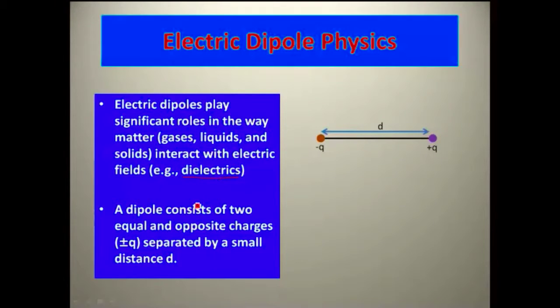So what is a dipole? Well, it consists of two equal and opposite charges. So over here we have minus q and plus q, separated by a distance d. We treat these dipoles in two ways. One is d is small, and the other is that we actually take the limit of this system as d approaches 0. That's an ideal dipole. For most purposes you can just take d small and treat it like two charges.